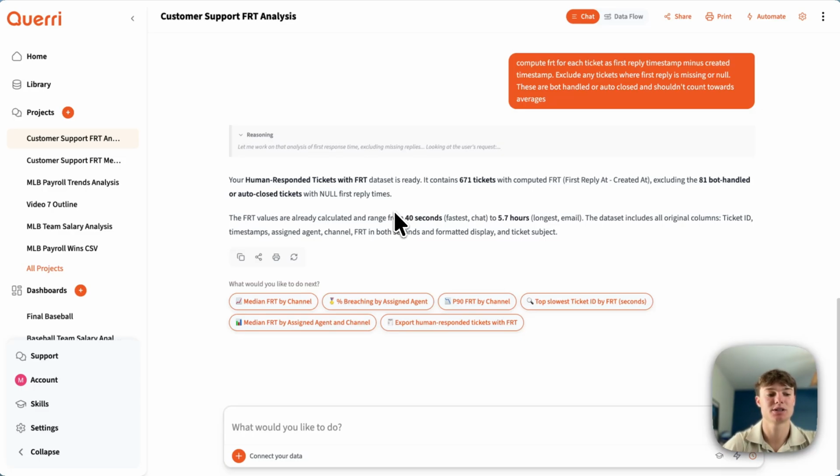So to start, I'm wondering if there's a correlation between breach rate, so when our FRT is just way too high, and ticket volume. So I'm just going to ask Query, is there a correlation between ticket volume and breach rate? Plot them together over time.